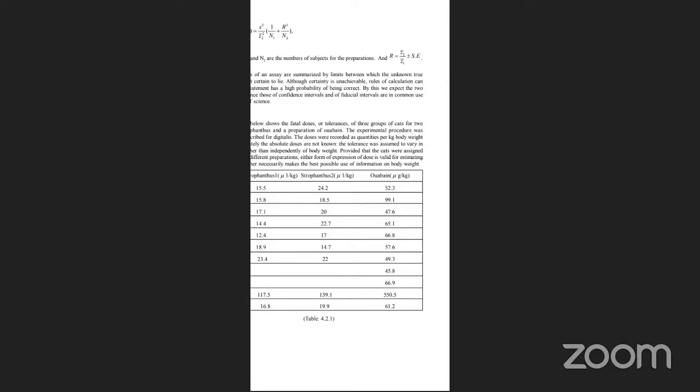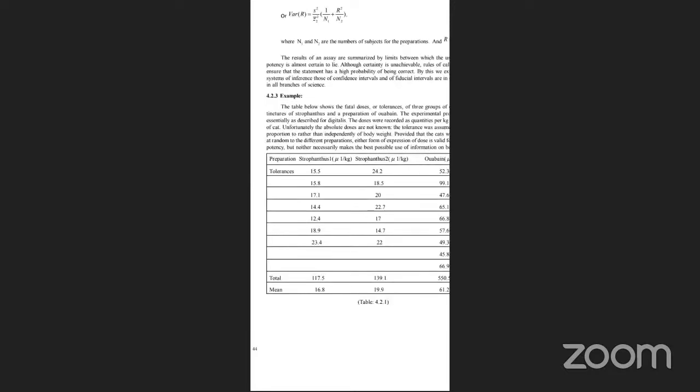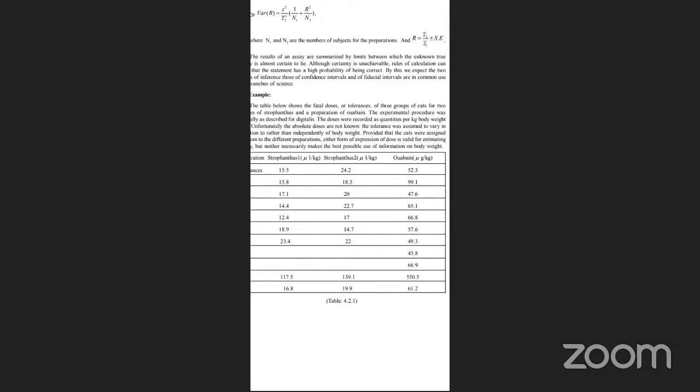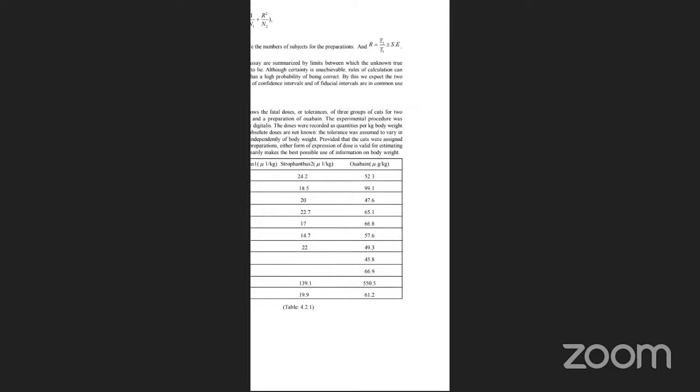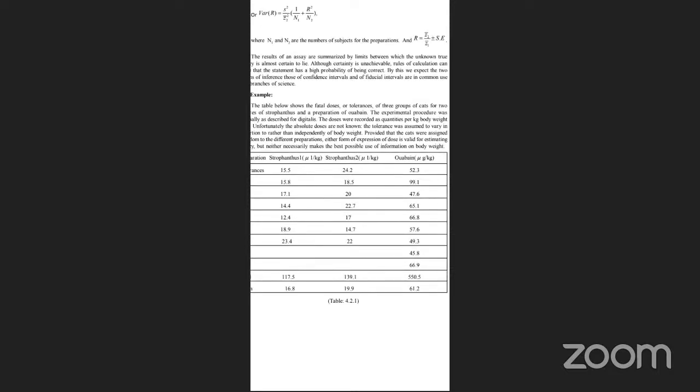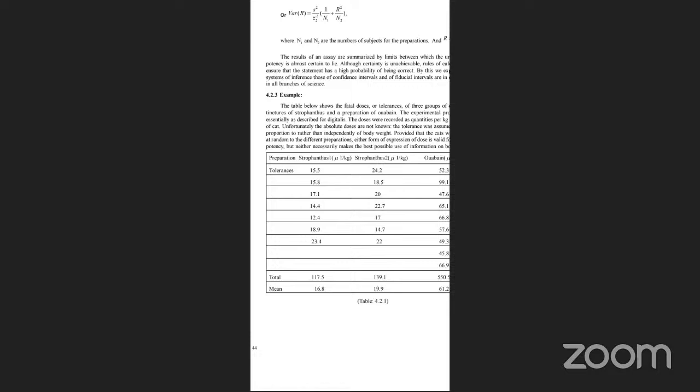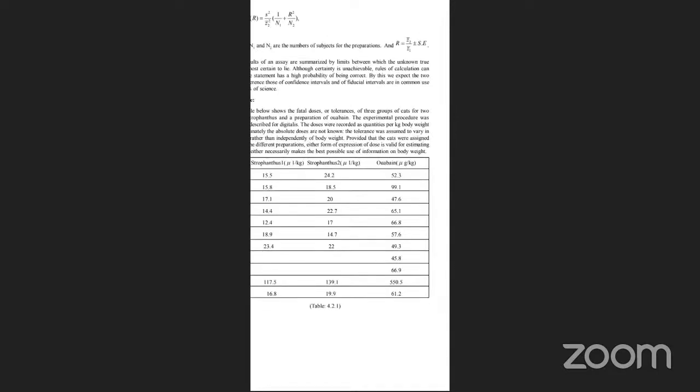The experimental procedure was essentially as described by the previous authors. The dose was recorded as quantities per kg body weight of the cat. Unfortunately, the absolute doses are not known. The tolerances per kg body weight are given in this table.